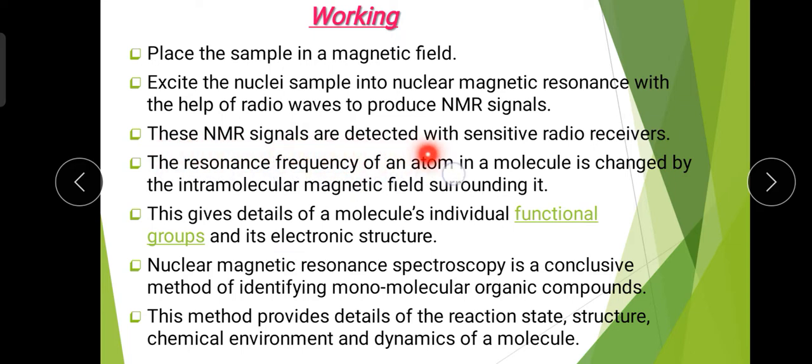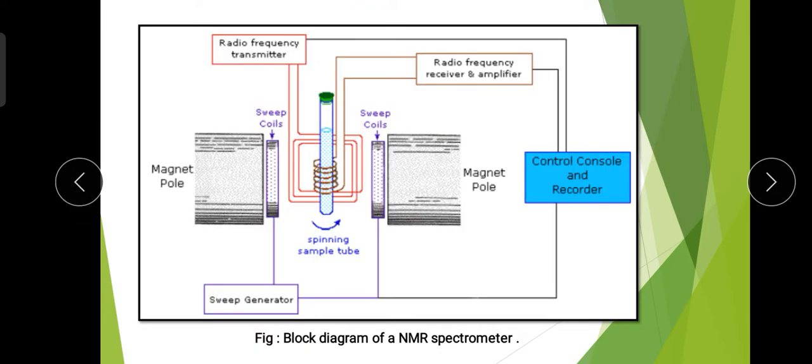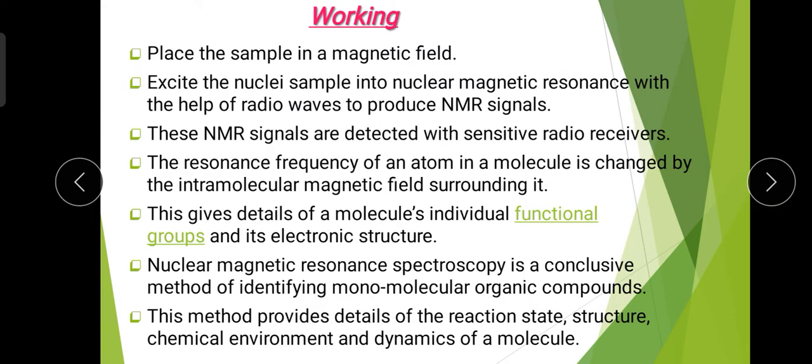These NMR signals are detected with sensitive radio wave receivers. Here in the diagram there are the radio frequency receivers, and all these things happen here, and after that these signals are detected by the radio frequency receiver, amplified with the help of an RF amplifier, and again given to the recorder. That means the recorder records that signal, and we get the particular spectra.